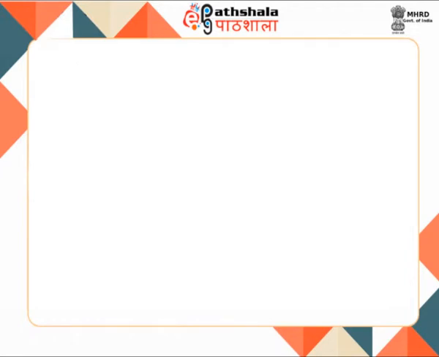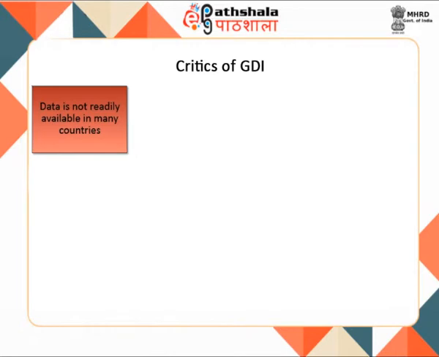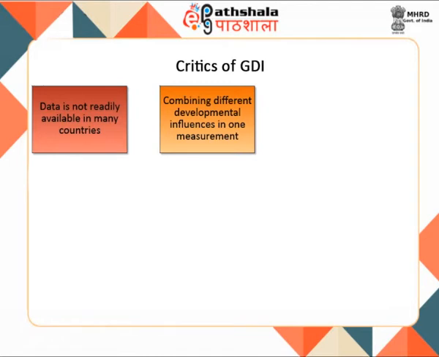Let us now discuss some critics of GDI. The data that is needed in order to calculate the GDI is not always readily available in many countries, making the measure very hard to calculate uniformly and internationally. Combining so many different developmental influences in one measurement may result in muddled results, and the GDI and the GEM may actually hide more than they reveal.